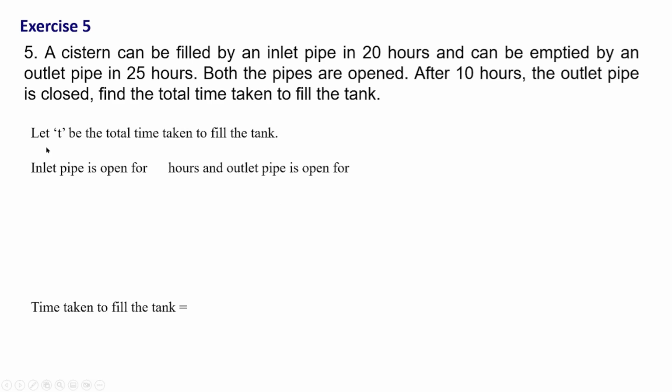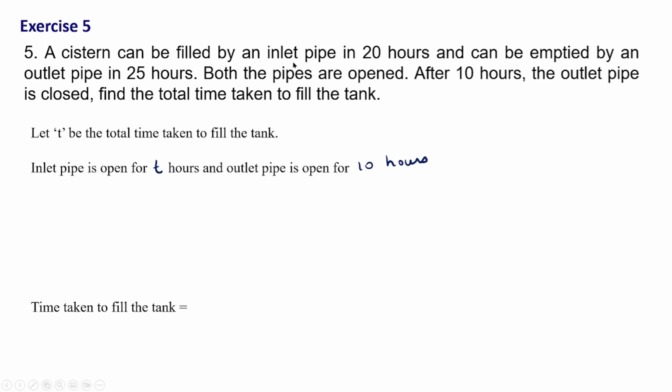So let T be the total time taken to fill the tank. In this case, the inlet pipe is open for the entire time, which is T hours, and the outlet pipe is open for only 10 hours, because here it is given that after 10 hours, the outlet pipe is closed. So the outlet pipe is open for these 10 hours. So the work done by the inlet pipe in T hours minus the work done by the outlet pipe in 10 hours will be the entire work.